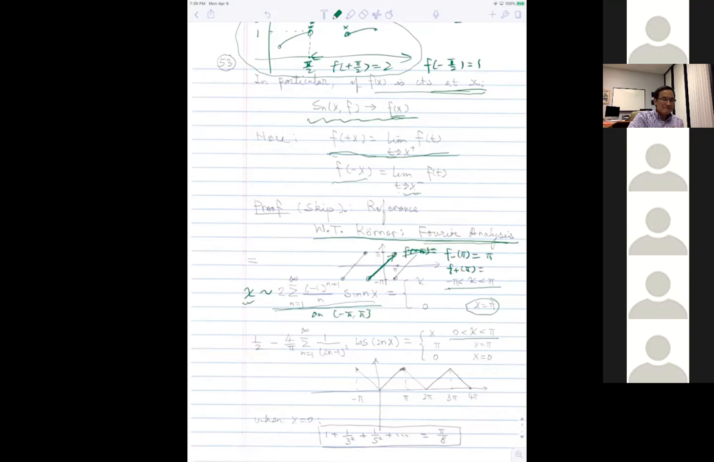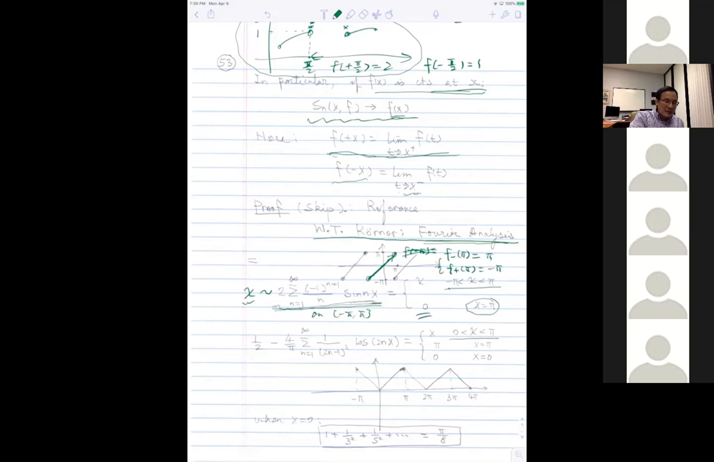Would it be the negative pi? Yeah, and then if you average these two, what do you get? 0. That is why you get the 0 here. Of course, you can actually see that this limit must be 0.